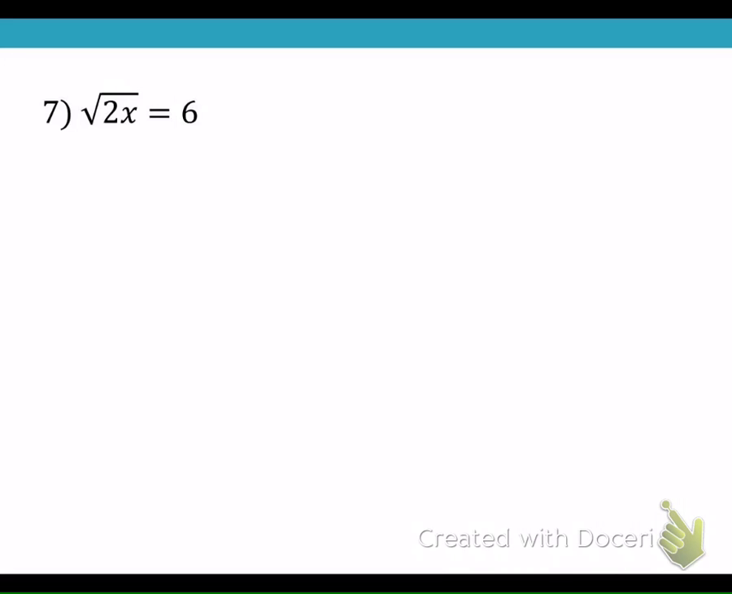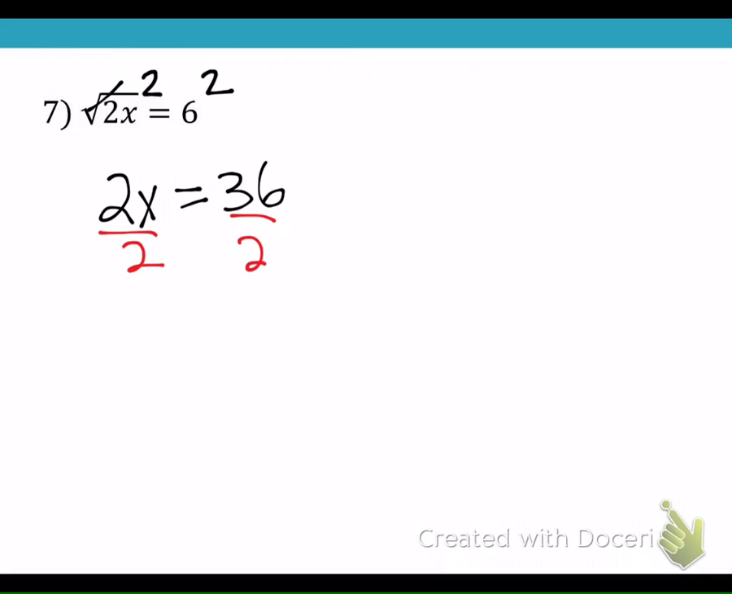All right, what should I do? Square it. Square it. That'll get rid of that guy. So I have 2x equals, what's 6 squared? 36. Divide by 2. Divide by 2. X equals, what's 36 divided by 2?